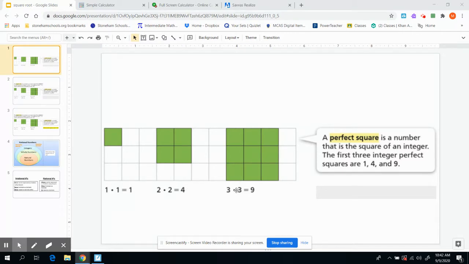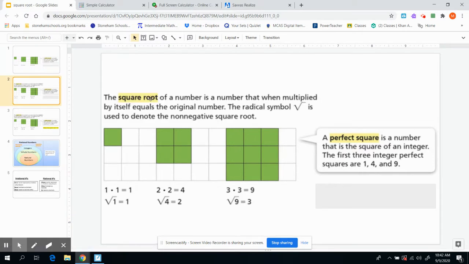4 is a perfect square. And lastly, 3 times 3 equals 9, right? So those are the first three integer perfect squares. Likewise, the square root of a number is a number that, when multiplied by itself, equals the original number. The radical symbol is used to denote the non-negative square root.